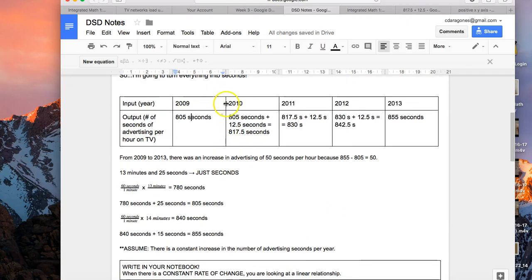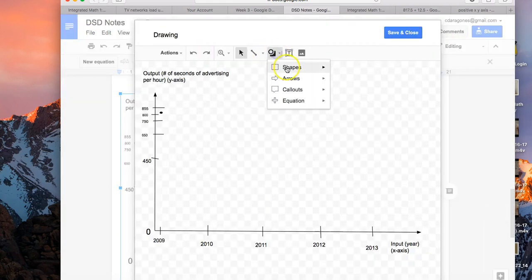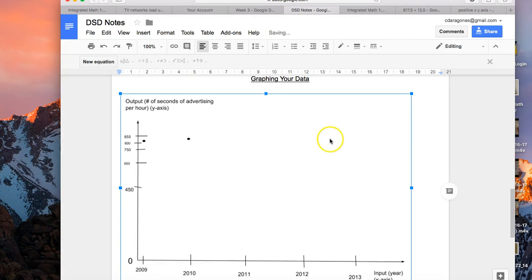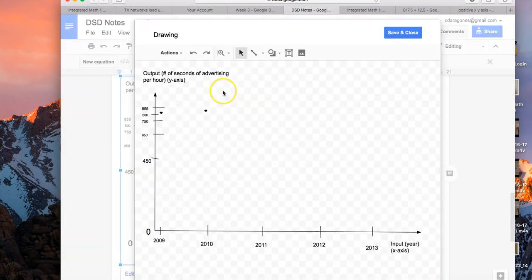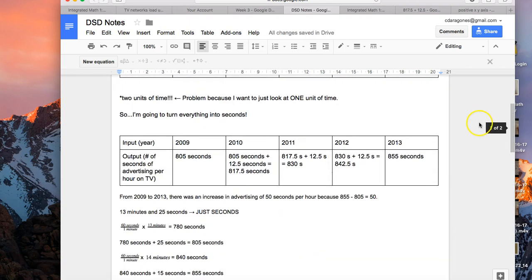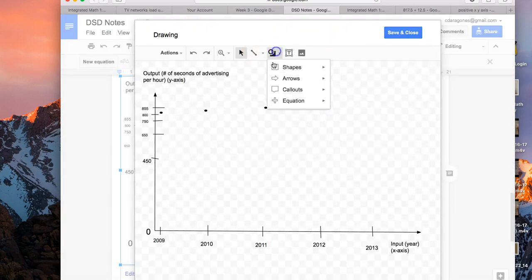At 2009, I was at 805 seconds. 2010, I was at 817.5. So I'm going to go back here and I'm going to put a dot around 817.5, which is a little bit above that. And then after that, it's about 830. So a little bit above that. And then at 2012, it looks like I'm at 842.5 seconds. So I'm going to go ahead and do a little bit above that.